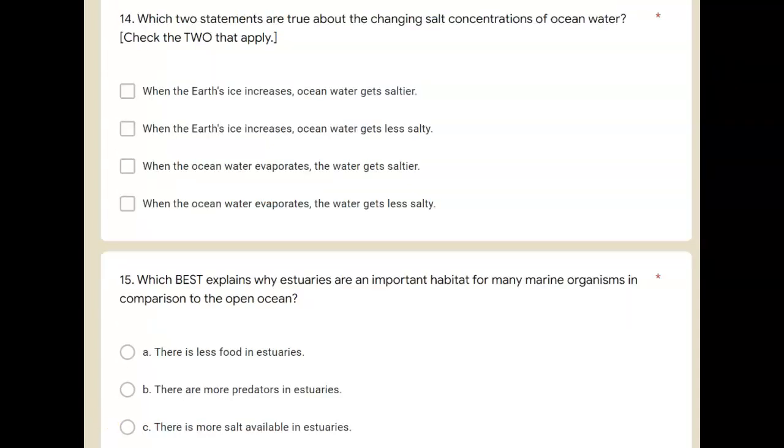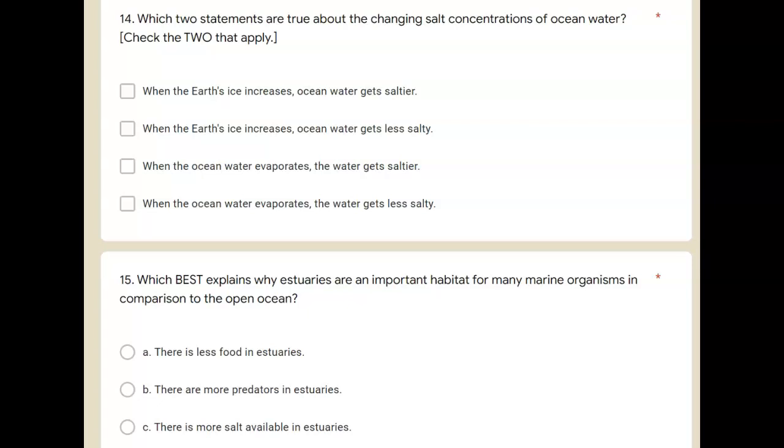Number 14. Which two statements are true about the changing salt concentrations of ocean water? Check the two that apply. When the Earth's ice increases, ocean water gets saltier. When the Earth's ice increases, ocean water gets less salty. When the ocean water evaporates, the water gets saltier. When the ocean water evaporates, the water gets less salty.